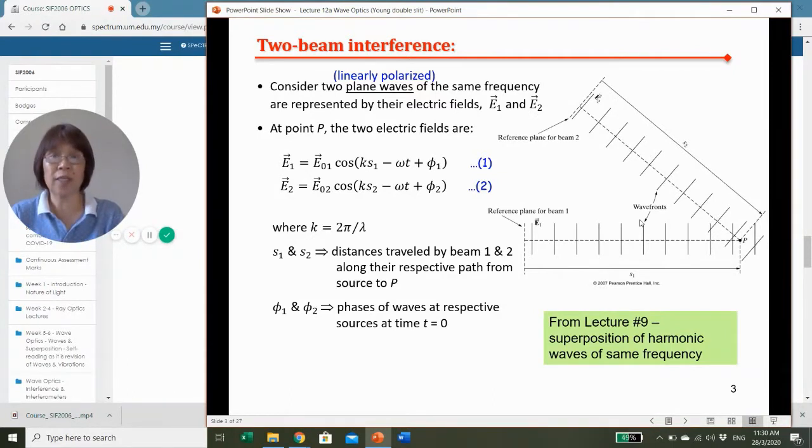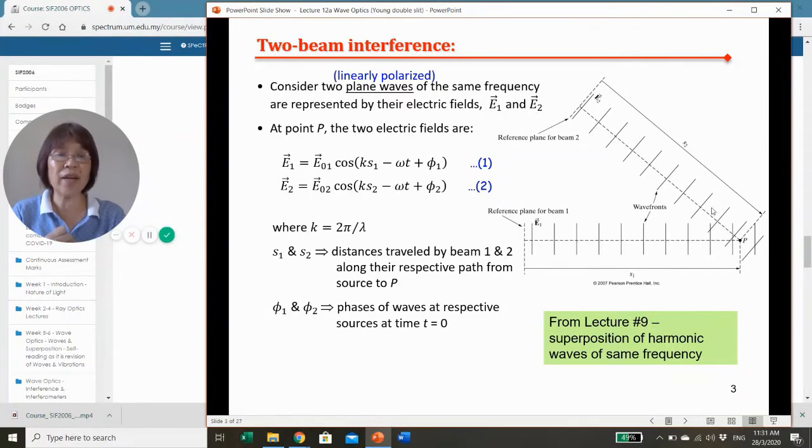to observe the fringes. These two beams are plane waves, meaning that the oscillation of the electric field is only in one single plane. In other words, they are linearly polarized. Here they have the same frequency, so they are monochromatic, of the same color in a sense. Point P is the point where they interfere, where they meet.